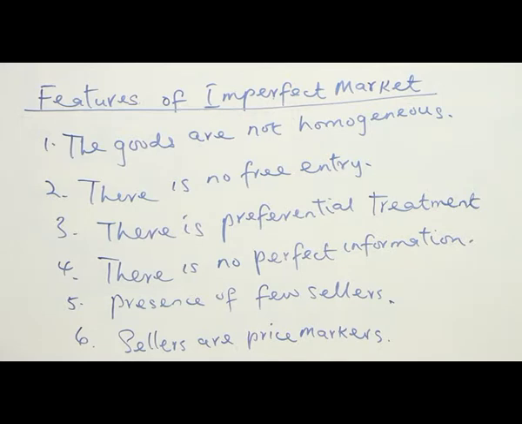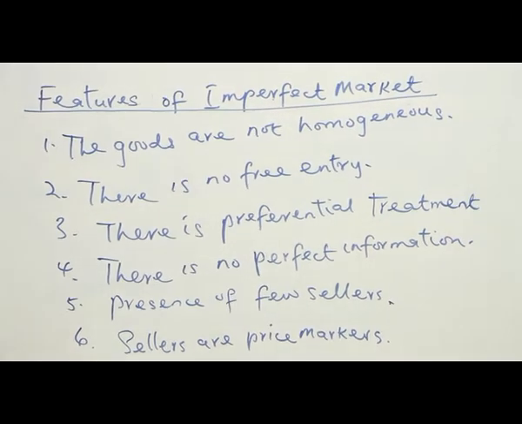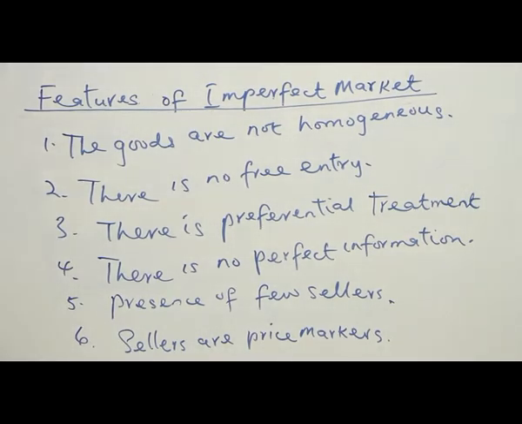That is, they cannot have the same shape, the same size, the same weight, and so on and so forth. So in reality, we hardly see a situation where a product will be produced by different producers or different firms, where they will have the same size, the same shape, and so on and so forth. So we can't have a product that will be homogeneous.